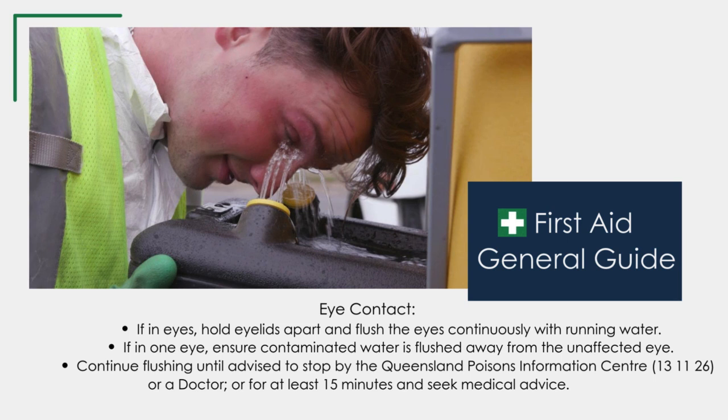First aid guide to potential eye contact with chemicals. If chemical is located in the eyes, hold eyelids apart and flush the eyes continuously with running water. If only one eye is contaminated, ensure water is flushed away from the unaffected eye. Continue flushing until advised to stop by the Queensland Poisons Information Centre or a doctor, or for at least 15 minutes, flush the eye and seek medical advice.